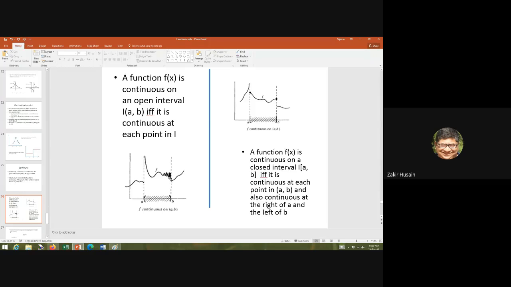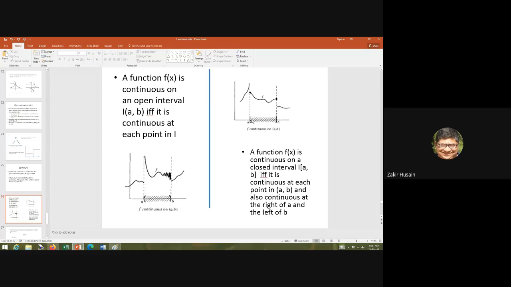Then again, look over here. It is continuous in this range. Now there's a fall. Again, it is continuous over here. So if you consider the open interval (a, b), it is continuous. If it is continuous at every point within this open interval, then we say that the function is continuous within this interval.